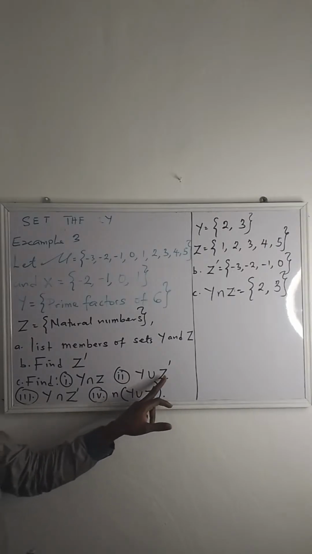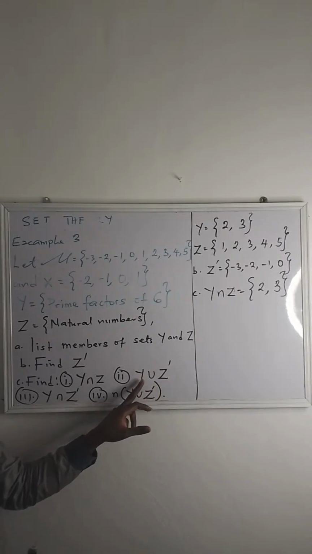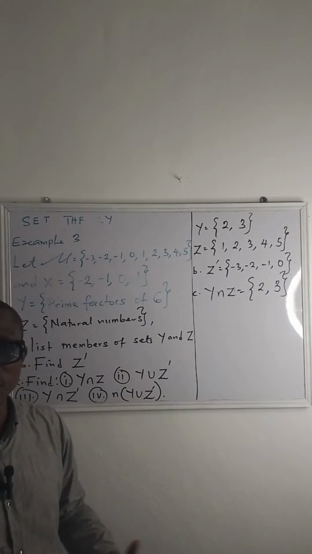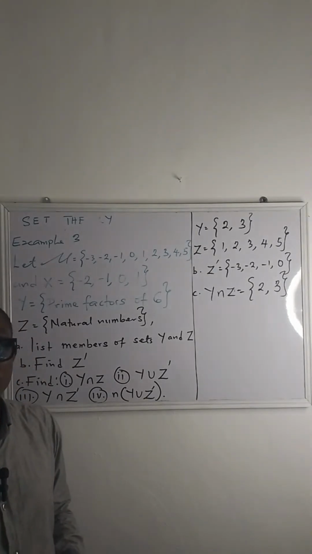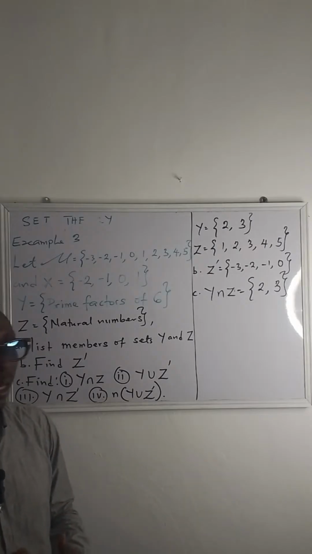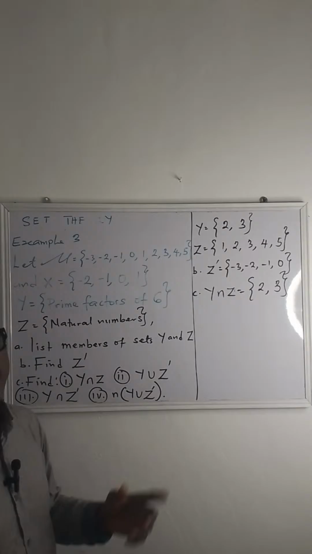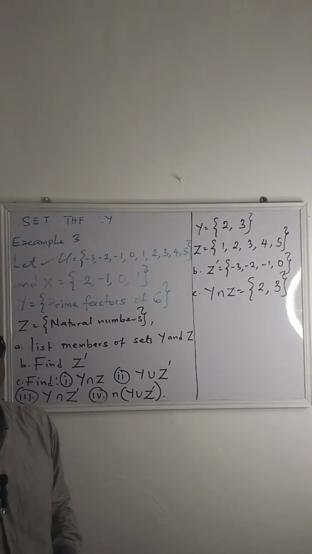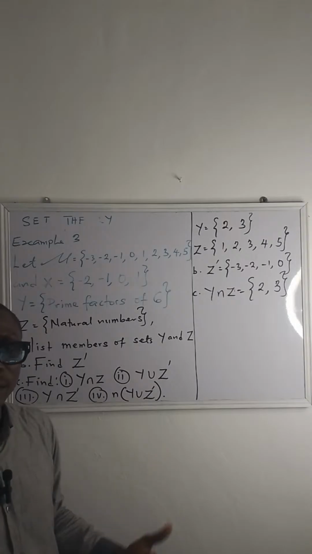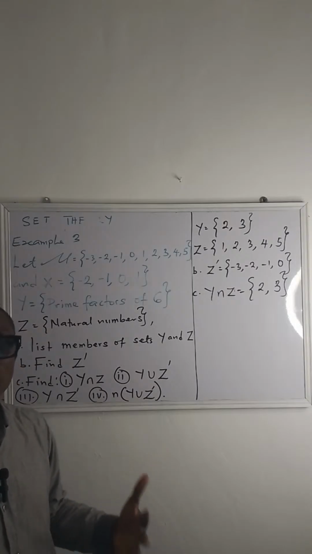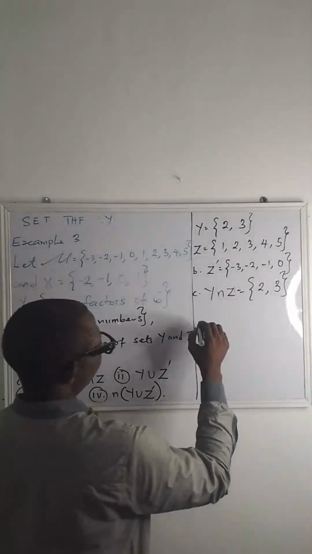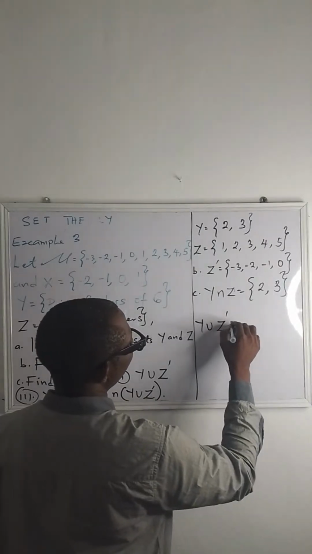Y union Z complement. Now in mathematics, when you union two sets together, it means you add the members together. You bring all the members together. That is the meaning of union. And when you are doing the union of two sets, you don't repeat members of the sets. Now let's look at this. Now we have Y union Z complement.